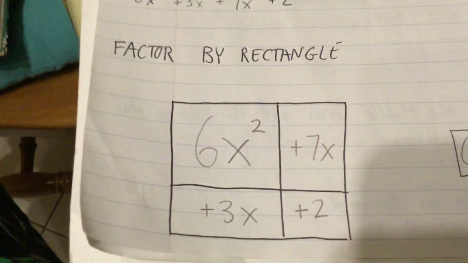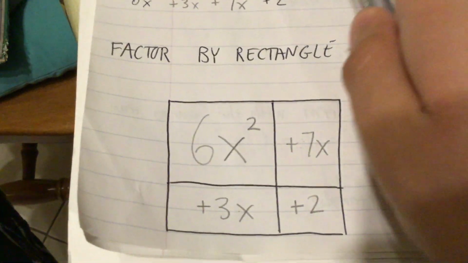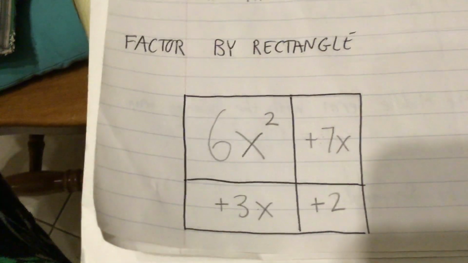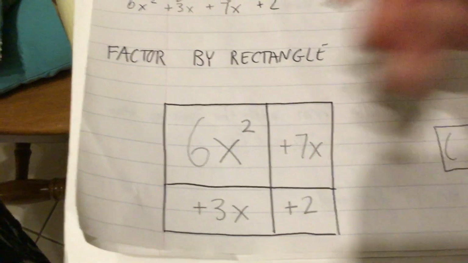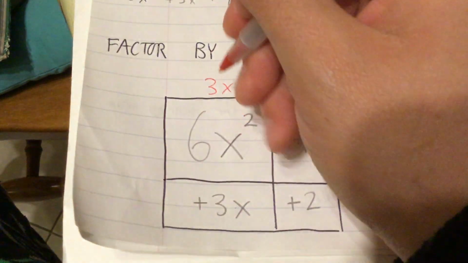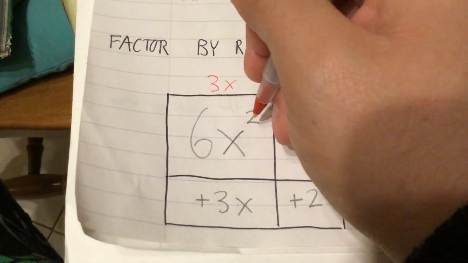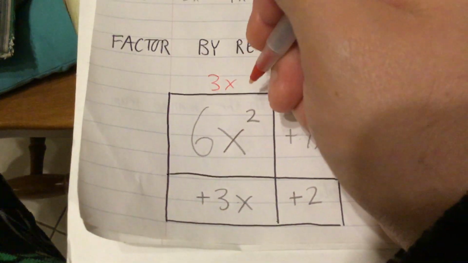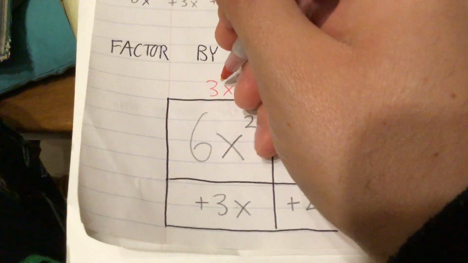Because what I do is I cover the right column. What is the GCF of 6x squared and 3x? In other words, what is the biggest term I can divide out of 6x squared and 3x? So the GCF of 6x squared and 3x is, in fact, 3x. Because the biggest number I can divide out of 6 and 3 is 3, and the biggest number I can divide out of x squared and x is x. So 3x I'm going to take out.